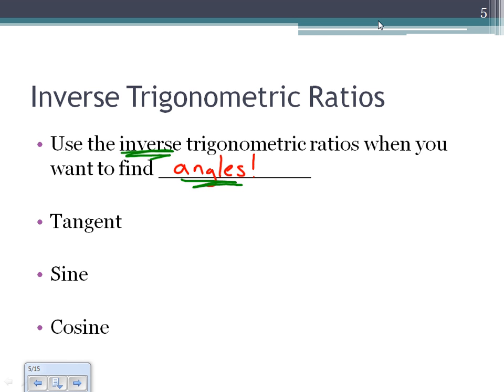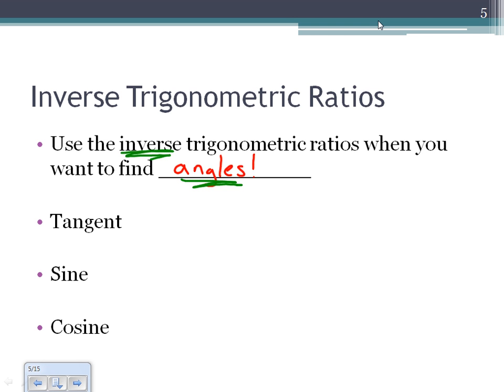Let me know when you look up when you're finished. Any questions thus far? Okay.